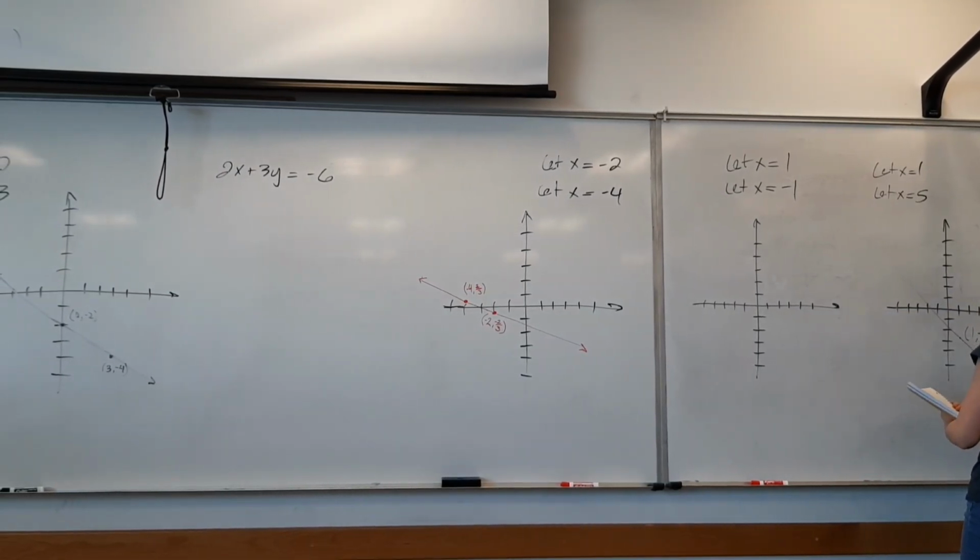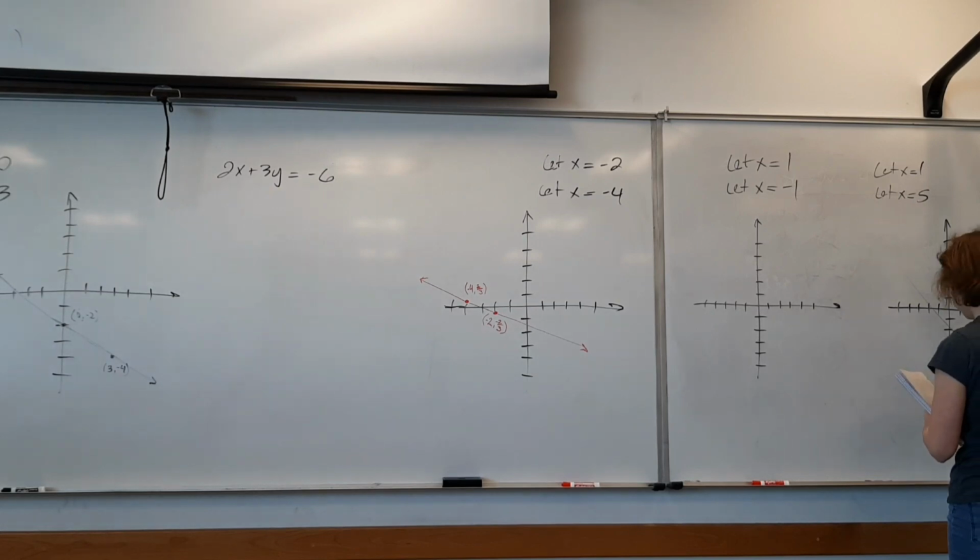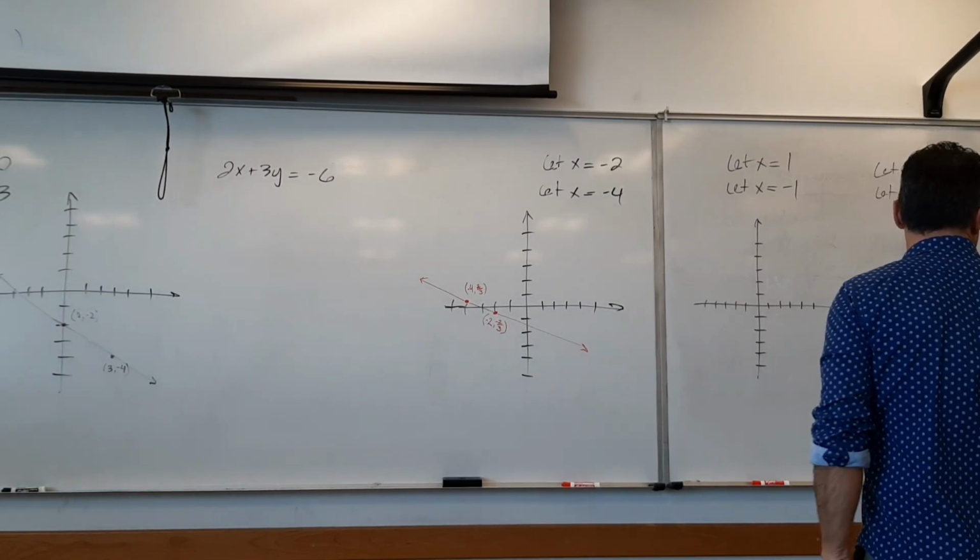Getting it figured out? I accidentally did =6 and not -6. Oh, there you go. 2x plus 3y equals -6. There we go. Okay. Hurry, hurry. You guys are almost there. Good job. Thank you.